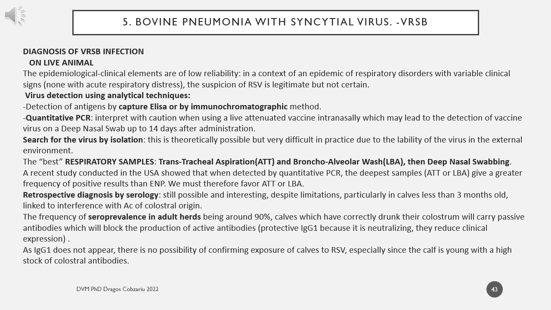Retrospective diagnosis by serology is still possible and interesting, despite limitations, particularly in calves less than 3 months old, linked to interference with antibodies of colostral origin. The seroprevalence in adult herds being around 90%, calves which have correctly drunk their colostrum will carry passive antibodies which will block the production of active antibodies, protective IgG1, because it is neutralizing, they reduce clinical expression. As IgG1 does not appear, there is no possibility of confirming exposure of calves to RSV, especially since the calf is young with a high stock of colostral antibodies.